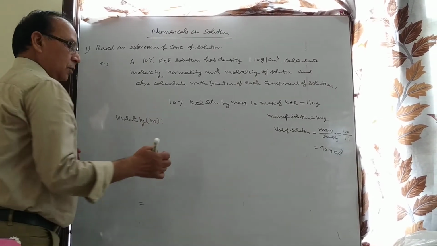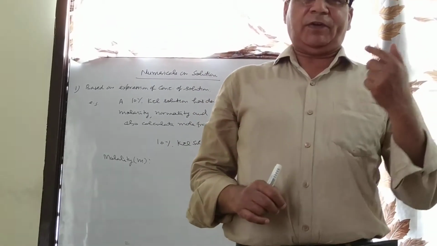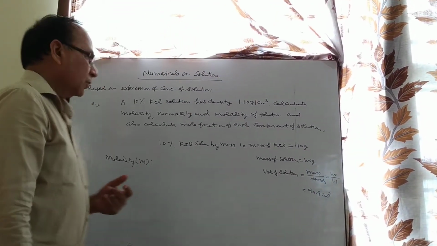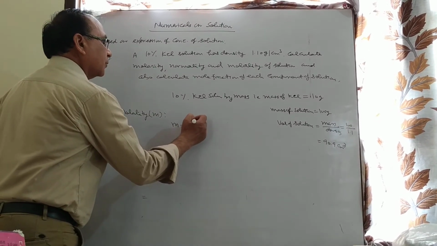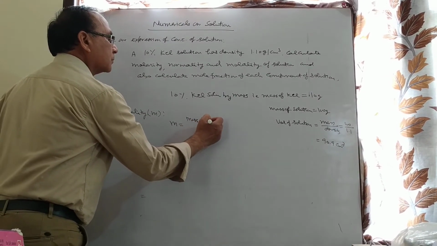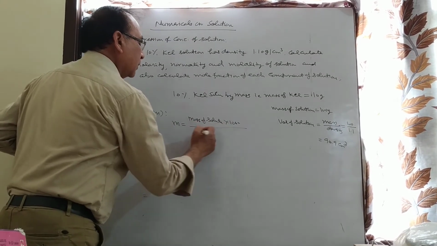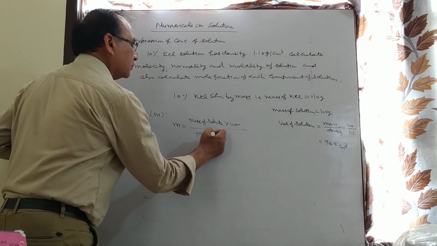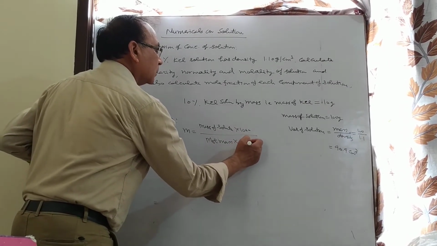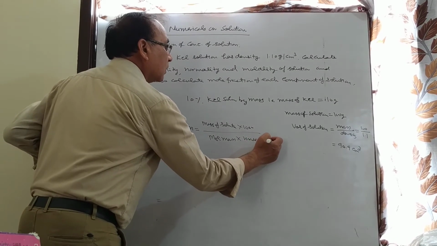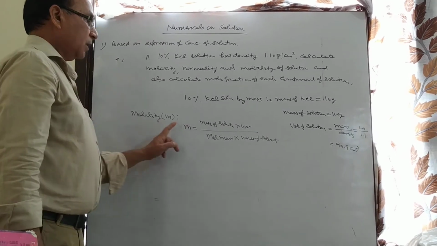And molality, you know, molality is the number of moles present in 1000 gram of solvent. That is the molality. So that's why its formula comes out to be: molality is equal to mass of solute into 1000 divided by molecular mass into mass of solvent.